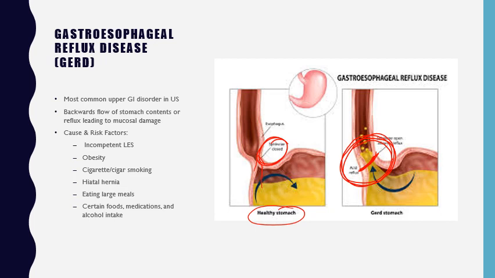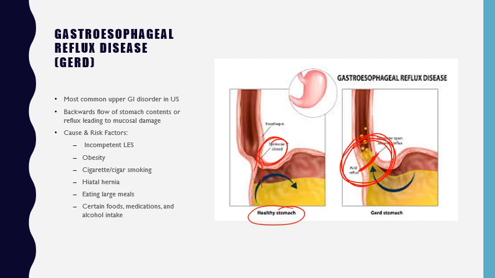Some risk factors. Obviously, we have that incompetent lower esophageal sphincter. Patients who are obese, smoke, or have a hiatal hernia, including Helicobacter pylori, can have increased risk for GERD. Obesity and hernia contribute to increased intra-abdominal pressure, which helps push that stomach contents back up through that lower esophageal sphincter instead of allowing it to remain closed.